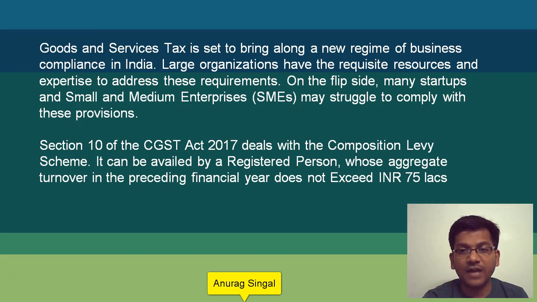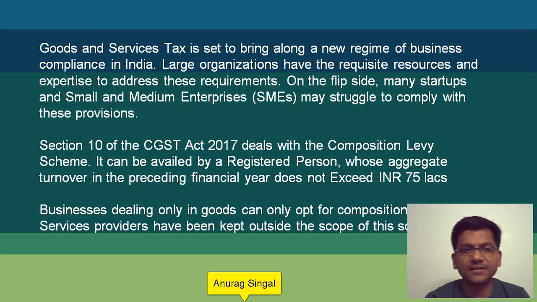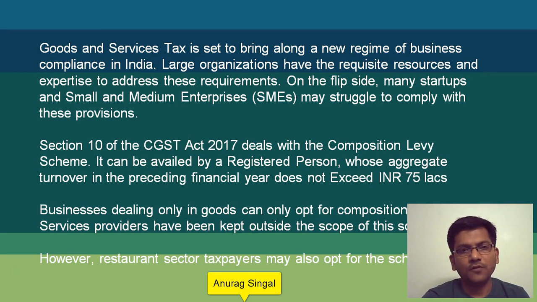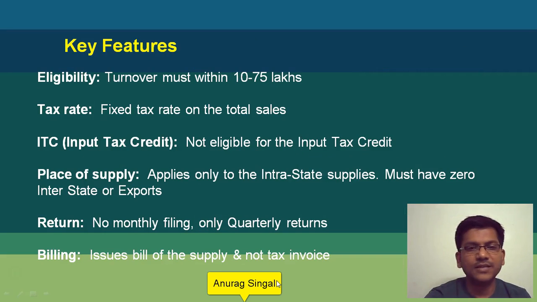So in the draft act it was 50 lakhs, but yesterday the GST Council met and they raised this limit to 75 lakhs. And businesses dealing only in goods can opt for the composition scheme. Service providers are not allowed to opt for the composition scheme. However, restaurant sector taxpayers may also opt for this scheme. What are the key features?